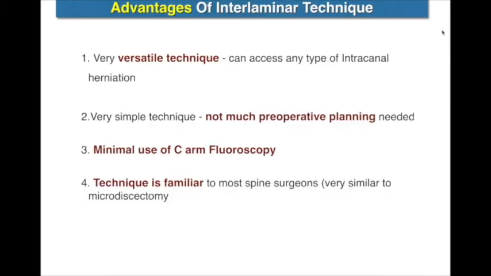So the advantages of interlaminar technique is that basically it is a very versatile technique which can access any type of intracanal herniation. You don't need too much of planning, and minimal use of C-arm is needed for this surgery. And most importantly, it is a very familiar technique to most of the spine surgeons. The posterior approach is very common, very similar to microdiscectomy.